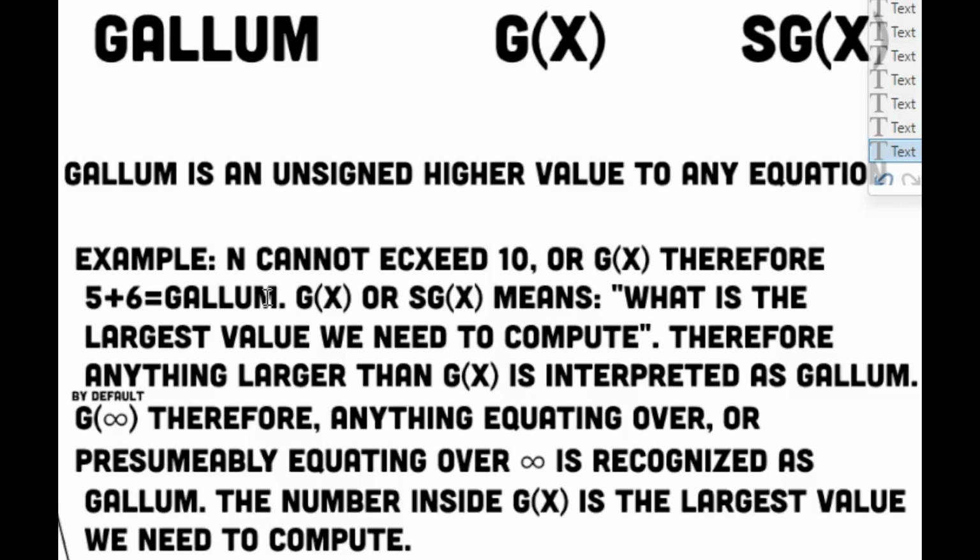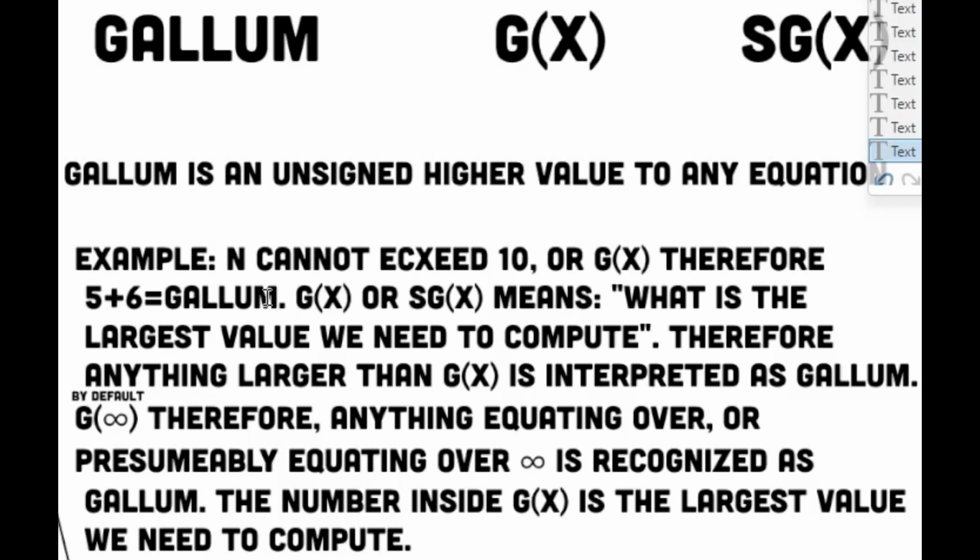G of x or sg of x means what is the largest value we need to compute. Therefore, anything larger than g of x is interpreted as Gollum. Gollum, from Latin, is rooster. I don't know, I felt like Gollum was like a cool name. By default, g of infinity is the value.